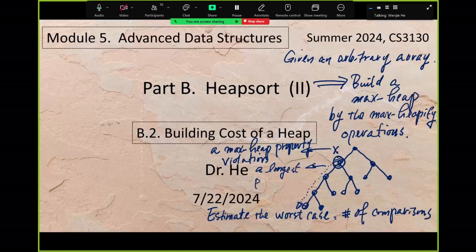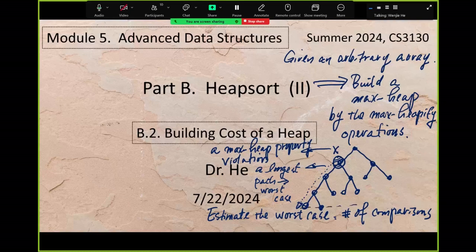Longest path, corresponding to the worst case, right? Yeah. Corresponding to the worst case. Okay? So here, the longest path. But how many comparisons do we need? Yeah. Remember our height definition.